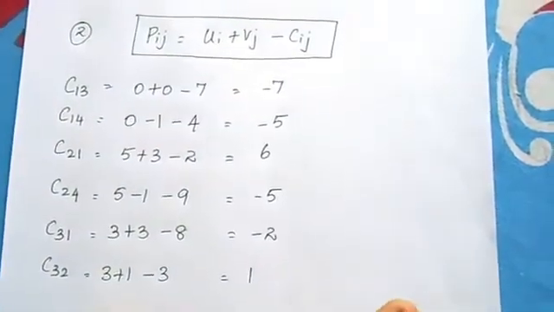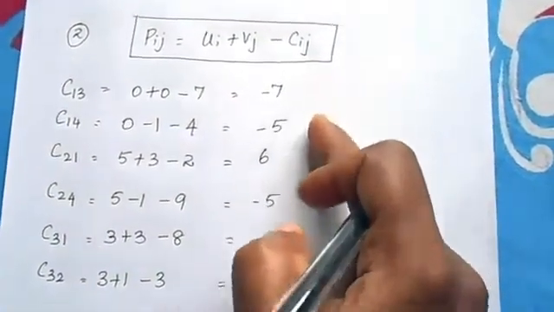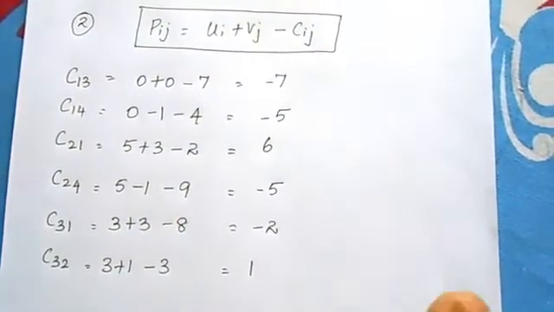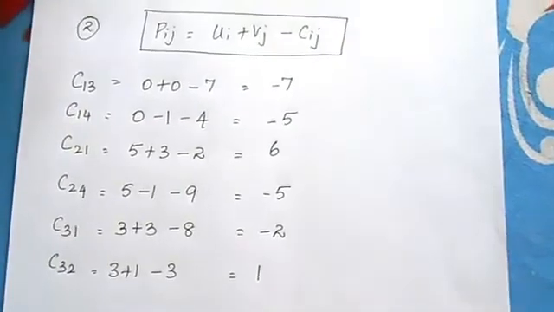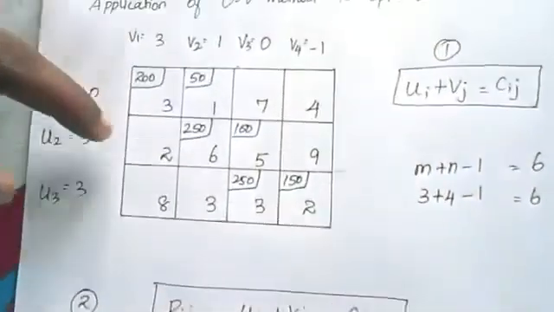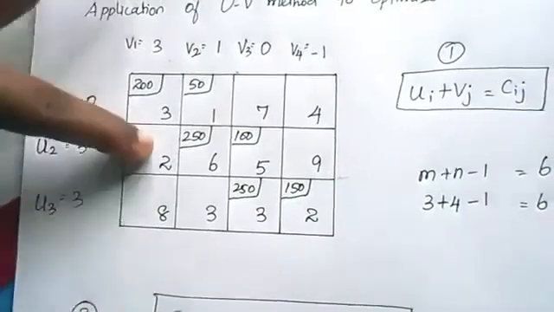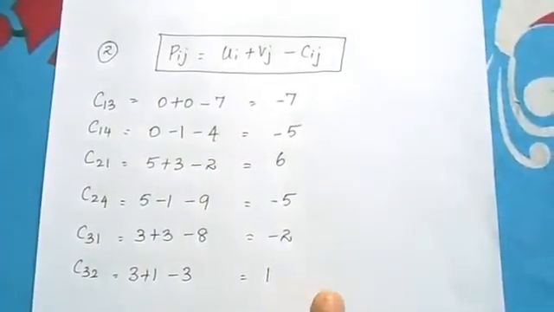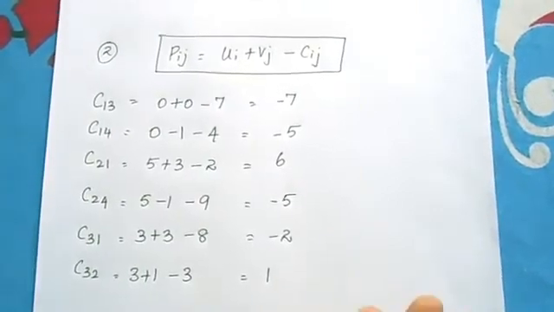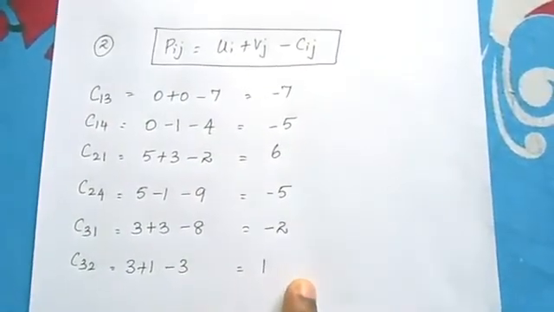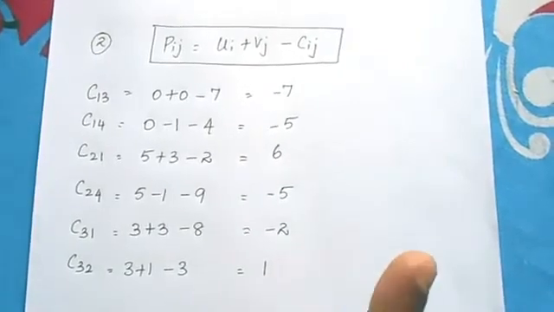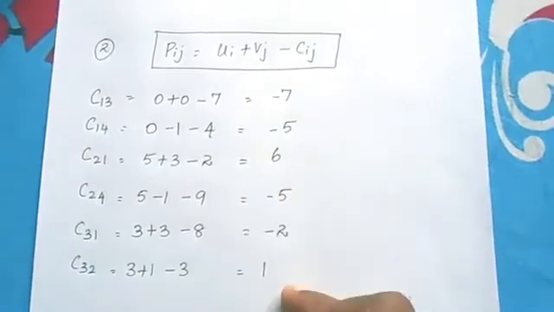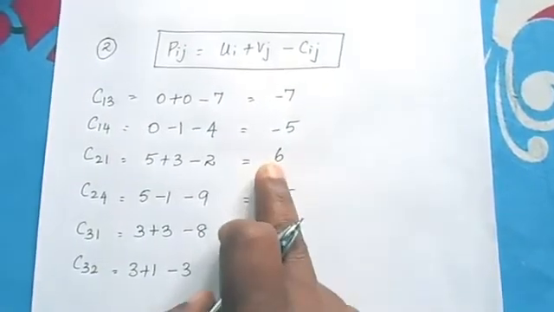So the rule is, if we get 0 or less than 0, it means optimality is reached. You can stop with this and this answer will be the final answer. That is, optimum solution is reached. If you get any positive value, you need to proceed to the next step. You have to find the maximum positive value. In this problem, we have got two positive values, that is 1 and 6. Among the two values, 6 is the maximum value.